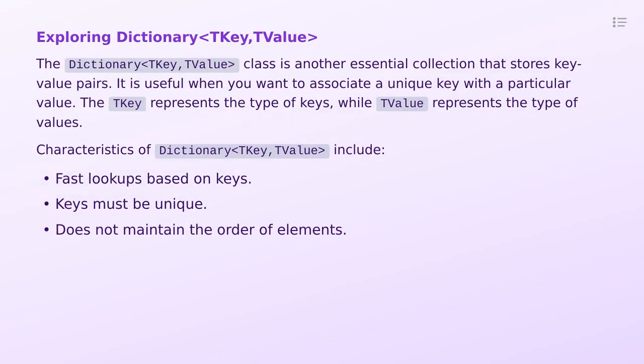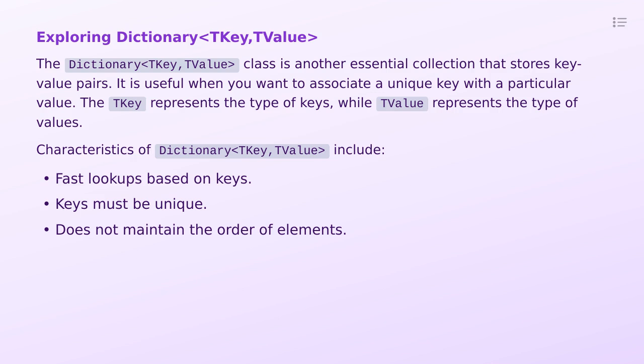Next, exploring dictionary. The Dictionary class is another essential collection that stores key-value pairs. It's useful when you want to associate a unique key with a particular value. The TKey represents the type of keys, while TValue represents the type of values.